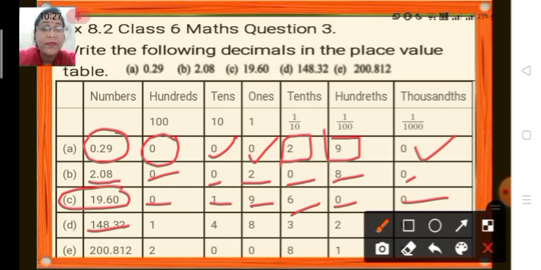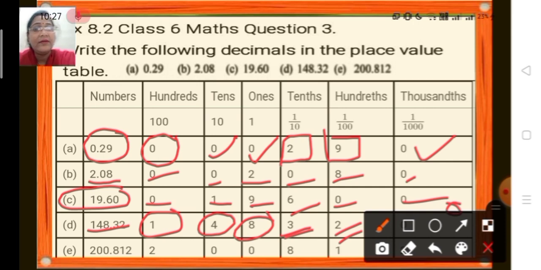Next is D. In that what is given to us, the decimal is 148.32. Here children, how many hundreds are there? 1 hundred, then 4 tens, then 8 ones. Then after the decimal point, which number comes? Tenths value comes. So here after the decimal point 3 is there. This means 3 tenths and 2 hundredths. And at thousandths place we will write 0.